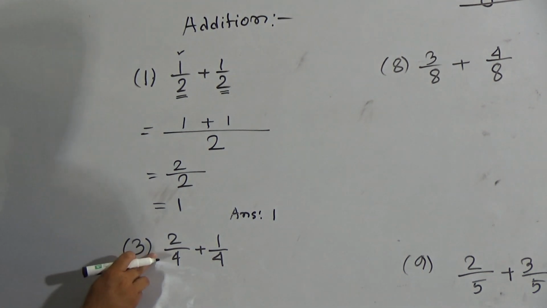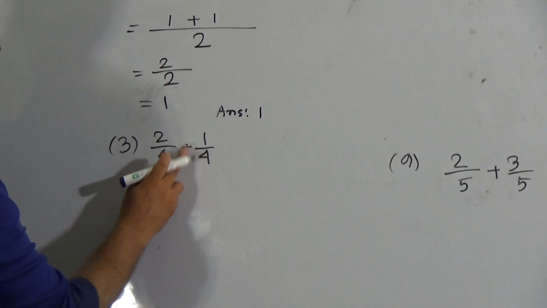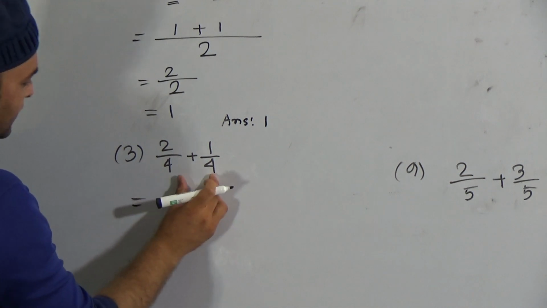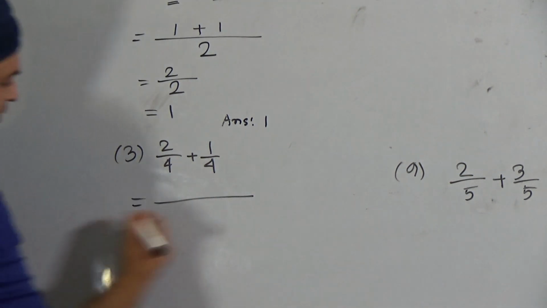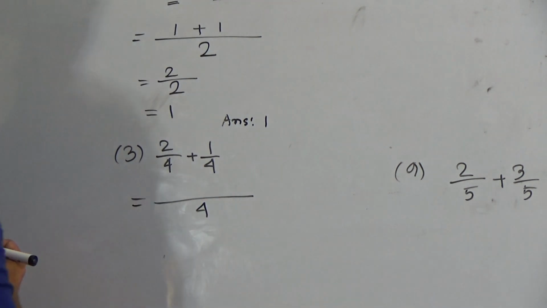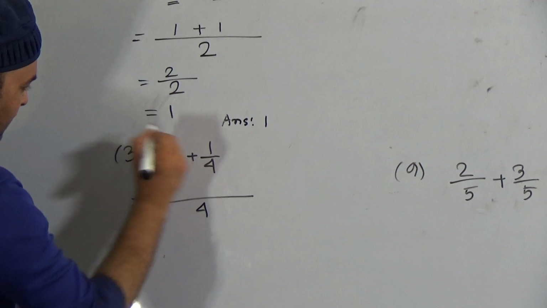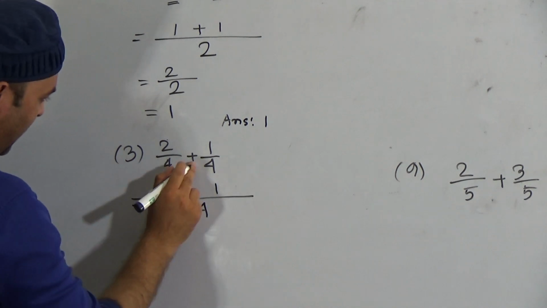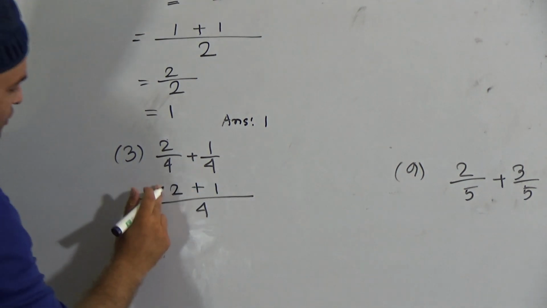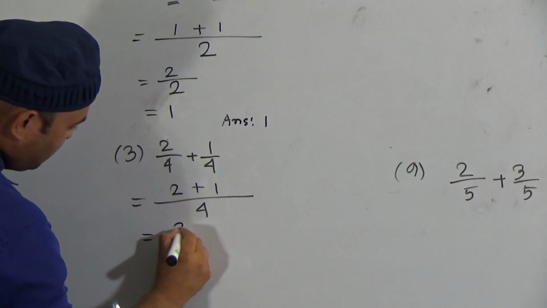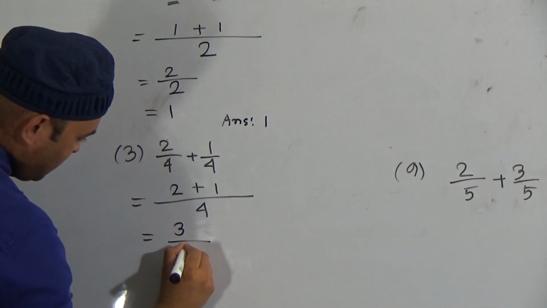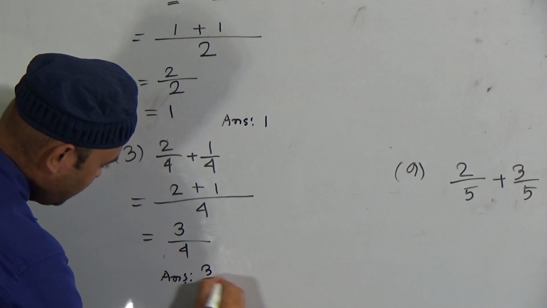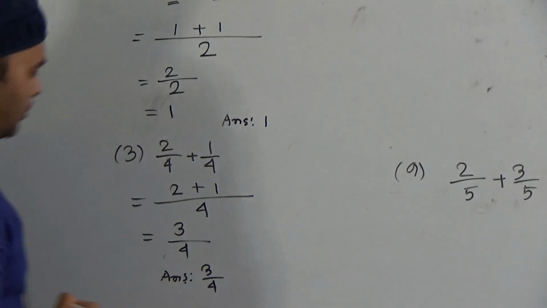Now the next one, number 3. Here is 2 upon 4 plus 1 upon 4. Similarly, here the denominator is 4 and the denominators are equal. So in the second line we will write the denominator 4, and then first of all we have to write the numerator of the first one. Here 2 is the first numerator and the second numerator is 1, and the remaining sign is plus. So here it will be 2 plus 1, which is 3 as numerator and 4 as denominator. So the answer is 3 by 4.